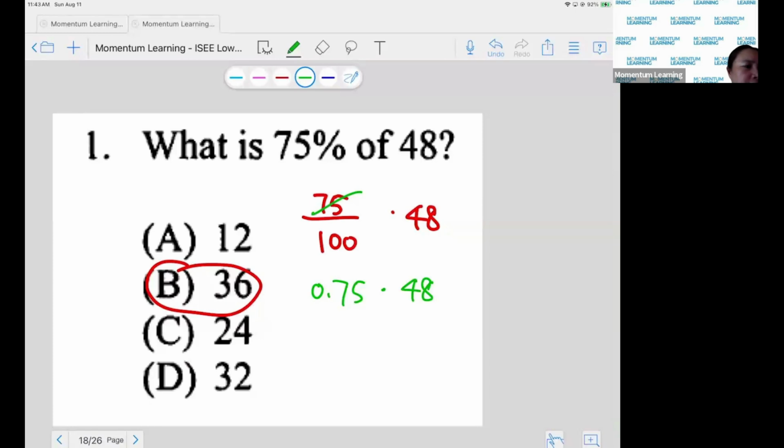And then you can simplify this. 75% is 3 over 4. Then 48 divided by 4 is 12, and 12 times 3 is 36. So either way works. Some of you can do 2-digit times 2-digit very fast, but we can also simplify the fraction. 75% is 3 over 4, and then we have 48.